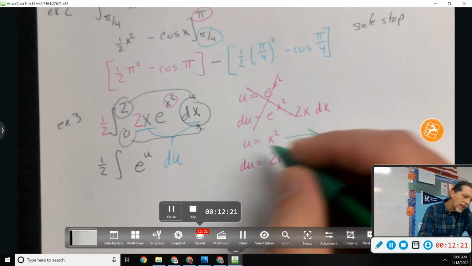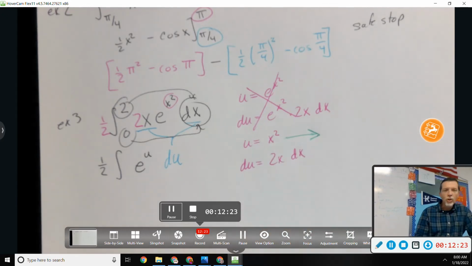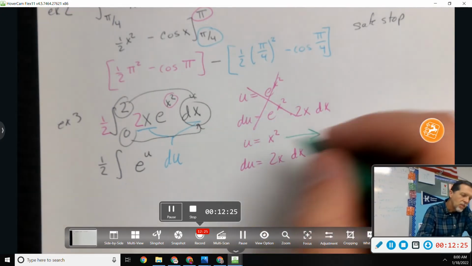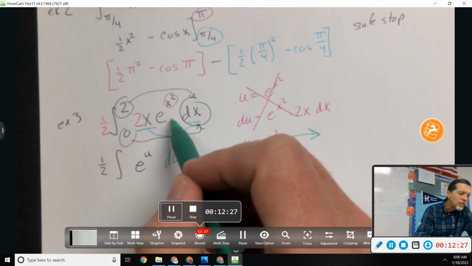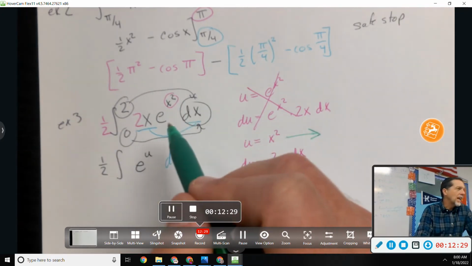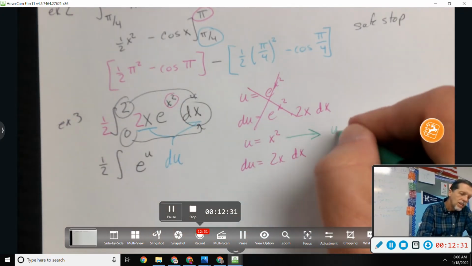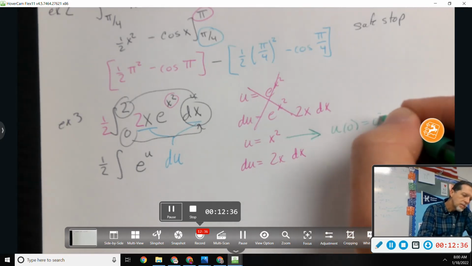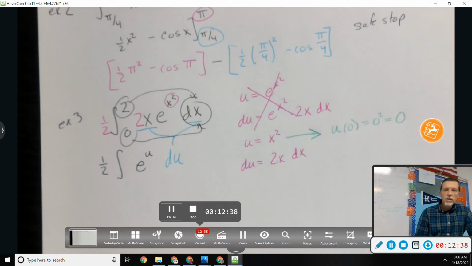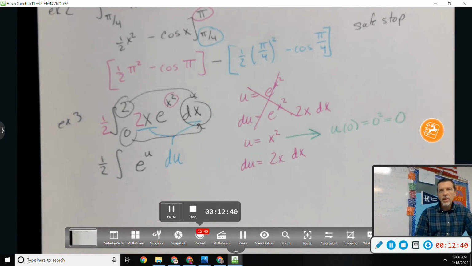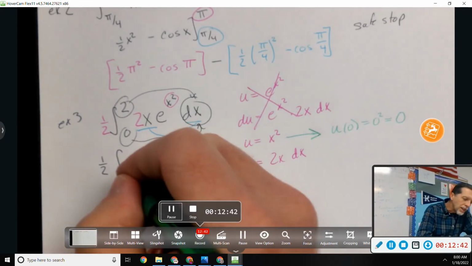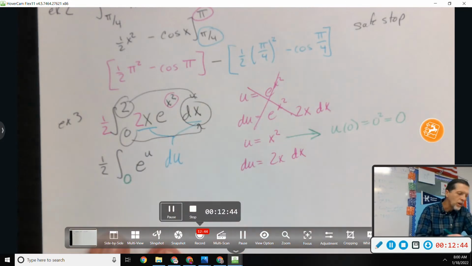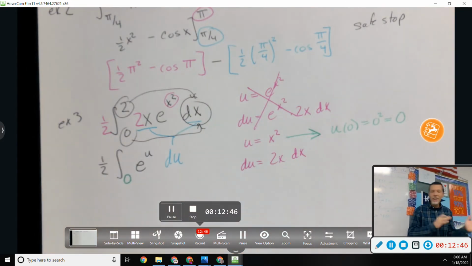Well, I know what u is in terms of x. So I could change my limits as well as changing the integrand. So when x is 0, u is 0. So that was an easy one. So I'm going to change my limits to be u limits as well. Like if you're changing to u, you got to change everything to u, and that includes the limits.